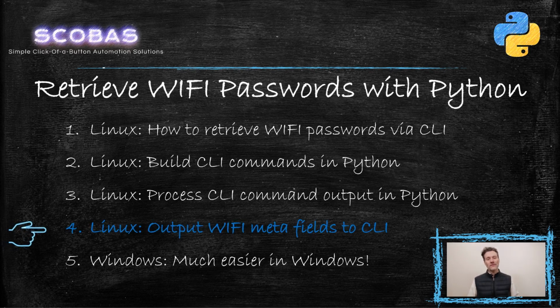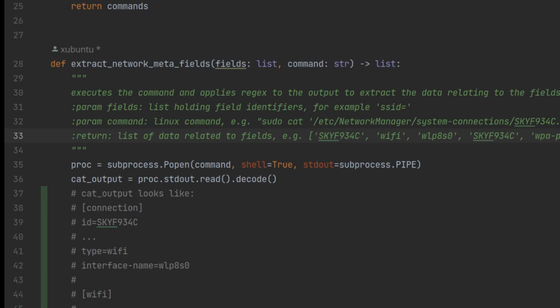Today is the fourth video in a series of videos dealing with retrieving your Wi-Fi passwords in a Linux environment. Today is the last one of the Linux environment series. There is a next video talking about how to do this in Windows, but today we'll talk about how to create a little output table in your command line interface showing you the retrieved passwords for each of your Wi-Fi networks. Check it out.